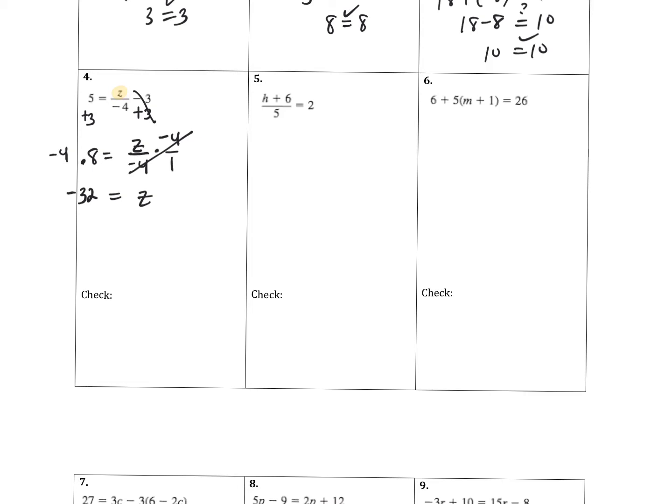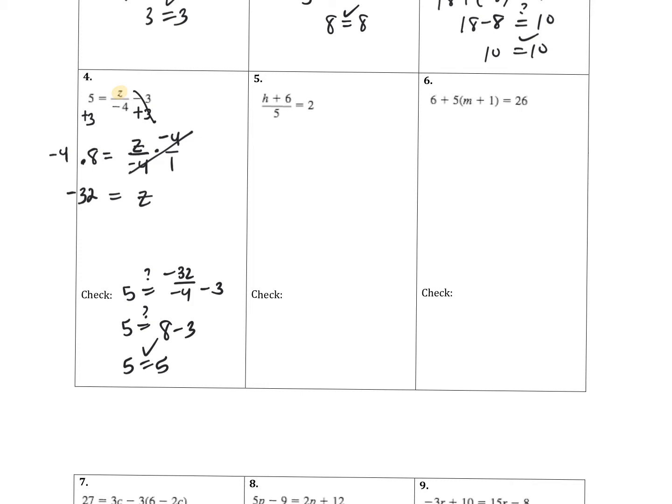Let's plug in negative 32 for z and check. 5 is equal to negative 32 over negative 4 minus 3. 5 is equal to, well, negative 32 divided by negative 4 is 8, minus 3. Yeah, and 8 minus 3 is 5, so we got that correct.